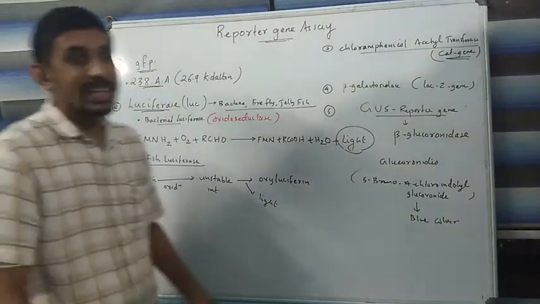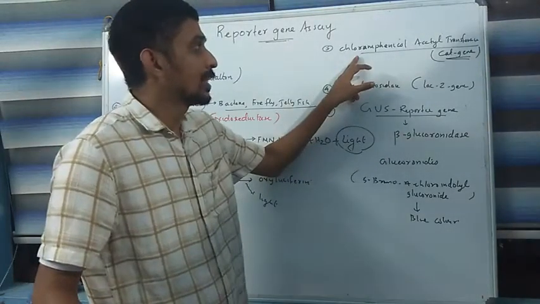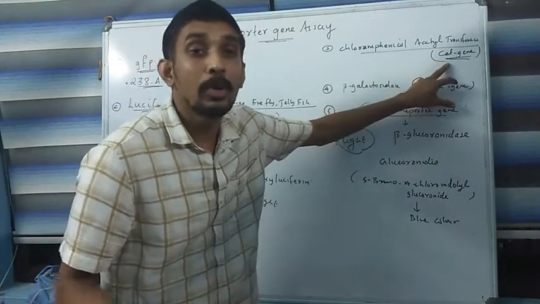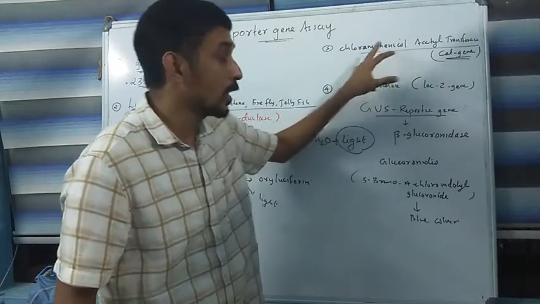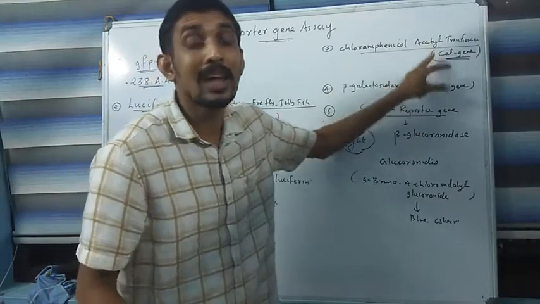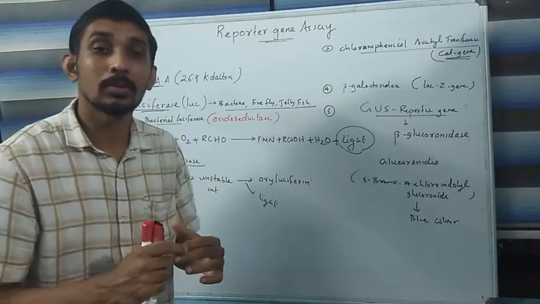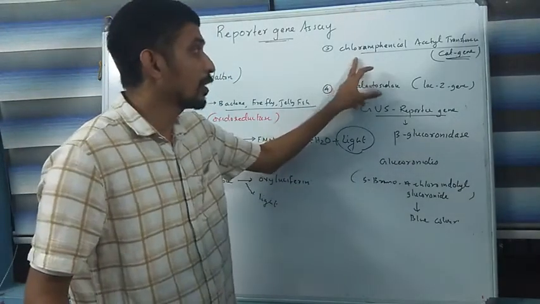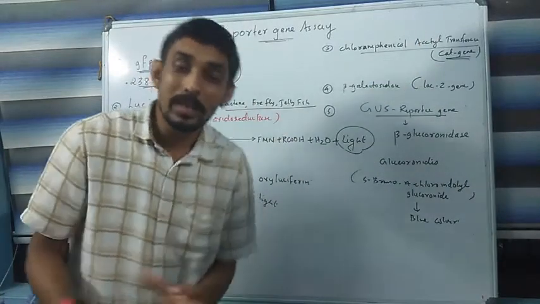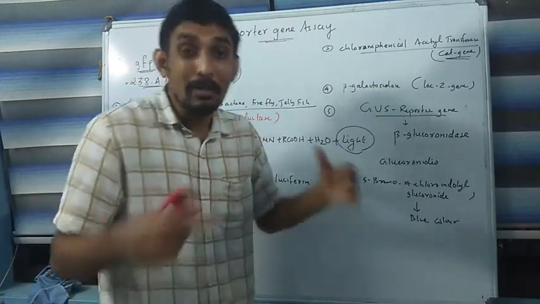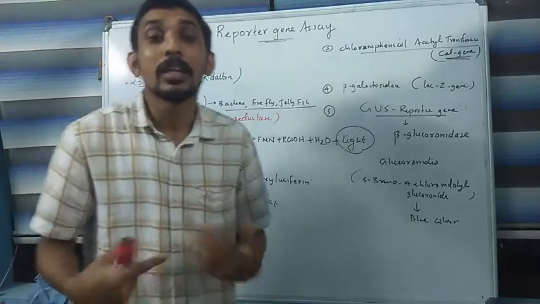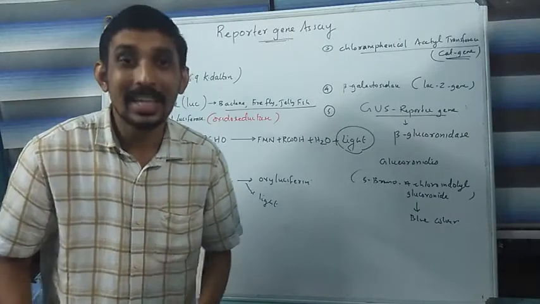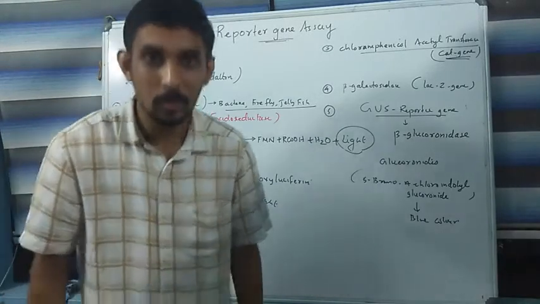When we move to the third type of reporter gene, that is called the CAT gene. This CAT gene produces a protein, an enzyme called chloramphenicol acetyltransferase. The presence of chloramphenicol acetyltransferase gives the organism resistance against the antibiotic chloramphenicol.